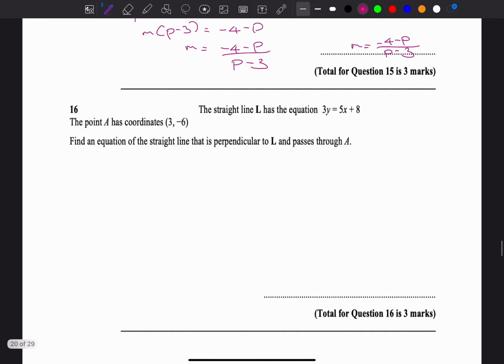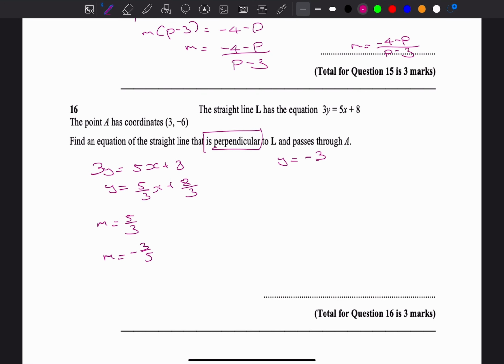Find the equation of a straight line that's perpendicular to this one. Right, so if it's 3y equals 5x plus 8, divide everything by 3, so 5 over 3 x plus 8 over 3. So the gradient of this is 5 over 3, but you don't want that gradient, you want the perpendicular gradient, which switches to opposite sign, minus 3 over 5. So the equation is y equals minus 3 over 5 x plus c, x coordinate, y coordinate, chuck it back in, minus 6 equals minus 3 over 5, x is 3, plus c.